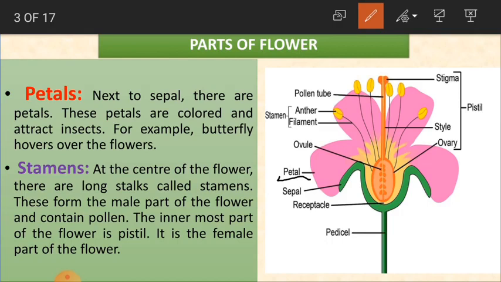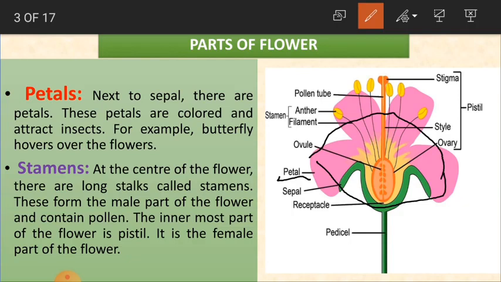So why? These petals attract those insects. That is the reason why insects come near the flower. Okay, hovers in the sense they'll just be in the air over the flower. Okay, so what are petals, children? This colorful part we are looking at in the diagram, this colorful part which is going to attract insects is known as petal.